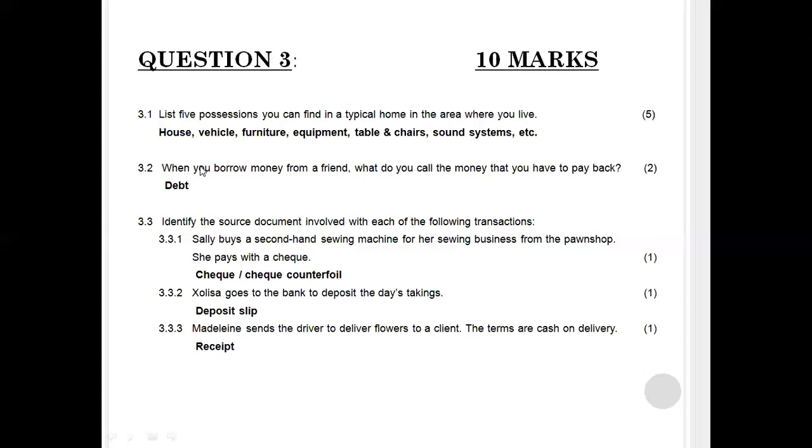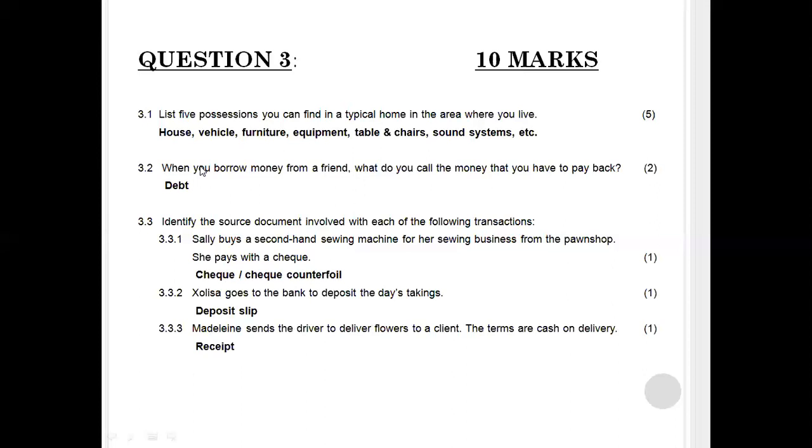And point three, Madeleine sends the driver to deliver flowers to a client. The terms are cash on delivery, and that answer is going to be a receipt for one mark because the driver takes the flowers to the client. Okay, that's cash on delivery. That means the client, as soon as he receives the flowers, must immediately give the cash, but the driver must give the client something back as proof of payment, and that will be a receipt.